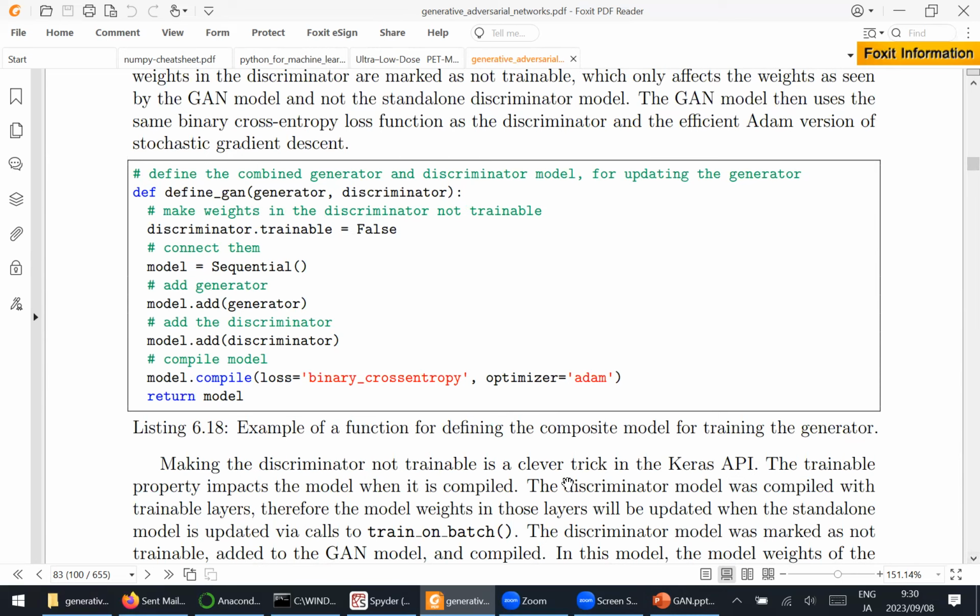So here is, okay, so this is the GAN, define the GAN. Okay, this makes the complete GAN here. So we start off the same way you usually start off the sequential model. We're going to add the generator, and then we're going to add the discriminator. But kind of the trick here is this line here.